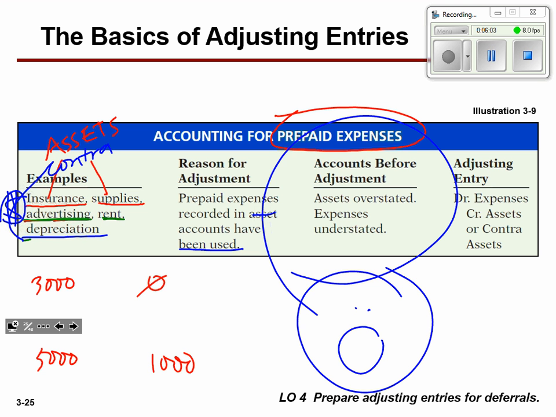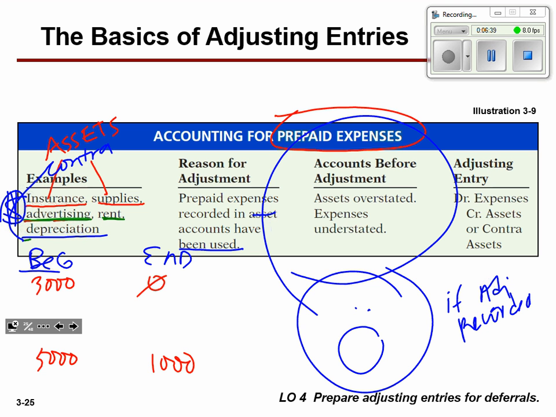If we didn't adjust, here's the beginning, here's the end. If we didn't adjust, like if this end didn't happen, would it look like our assets are overstated? Or would it look like we have more assets than we really do? Yes, because 4,000 pencils are gone because we used them. So this means if the adjustment wasn't recorded, we didn't do it, our assets would be overstated.